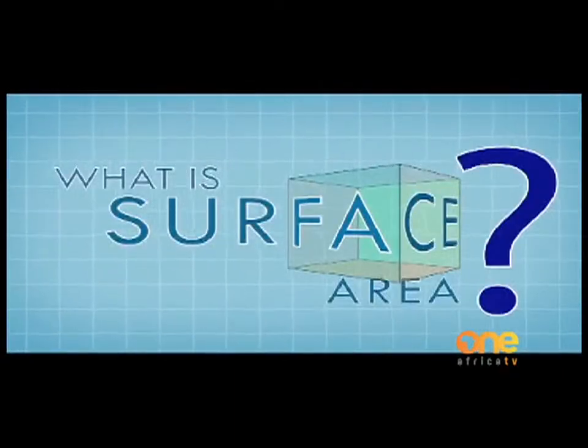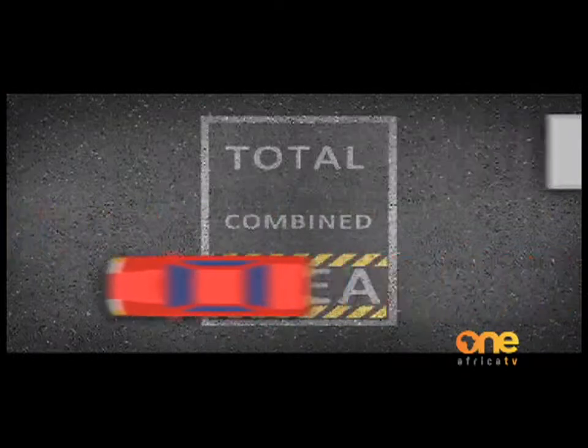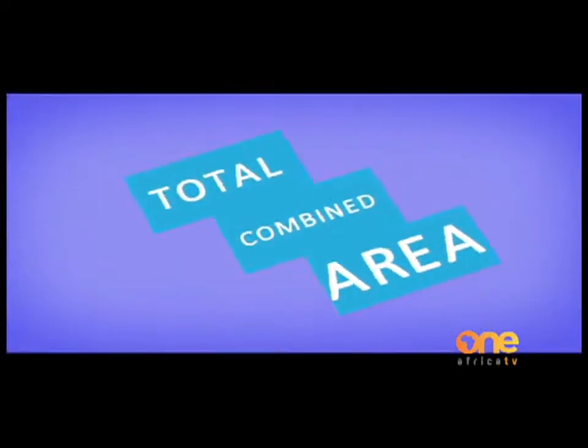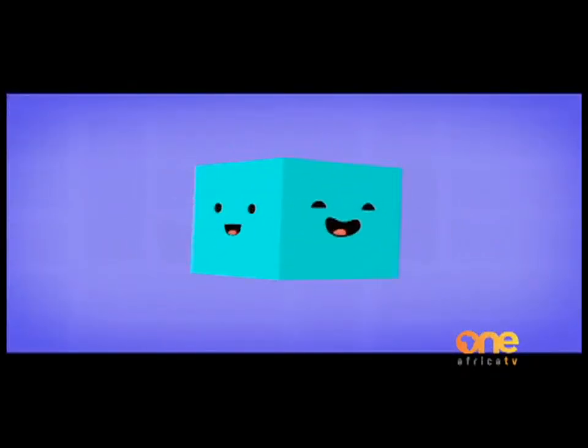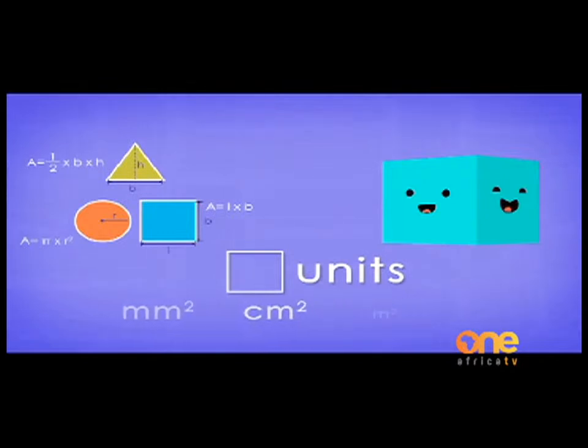What is surface area? Surface area is the total combined area of all the surfaces or faces of a three-dimensional object or shape. As with the area of any 2D shape, surface area is also measured in square units. For example, square millimeters, square centimeters, square meters, or square kilometers.